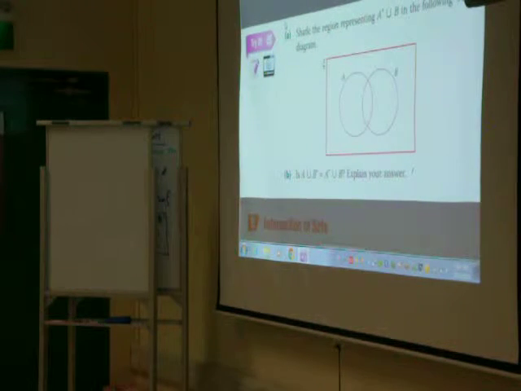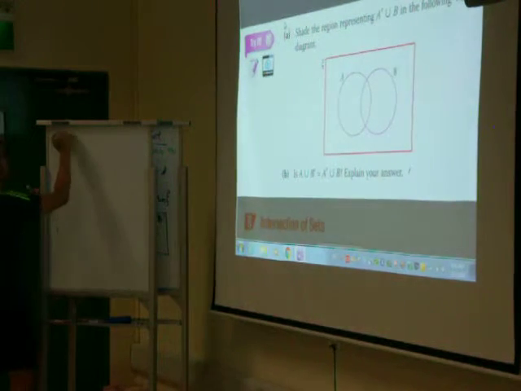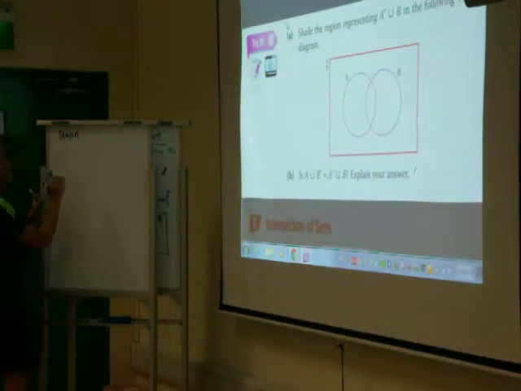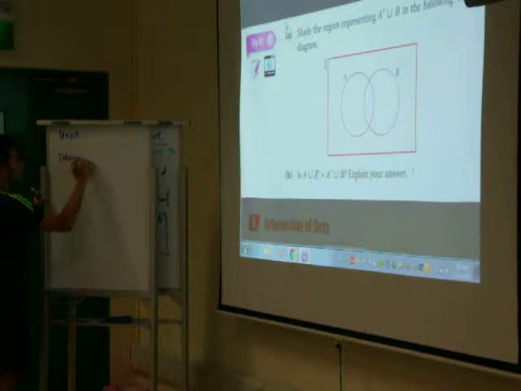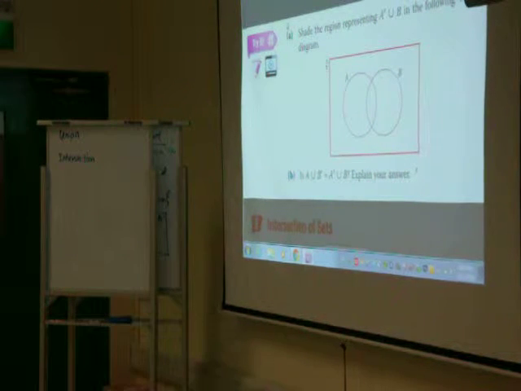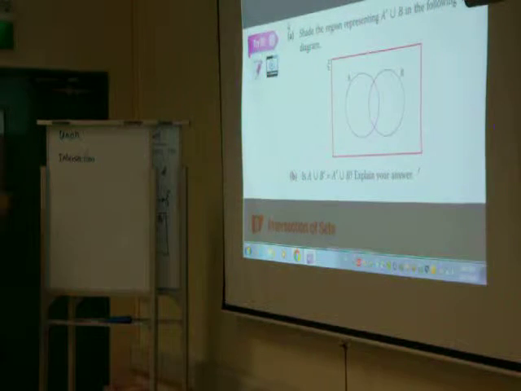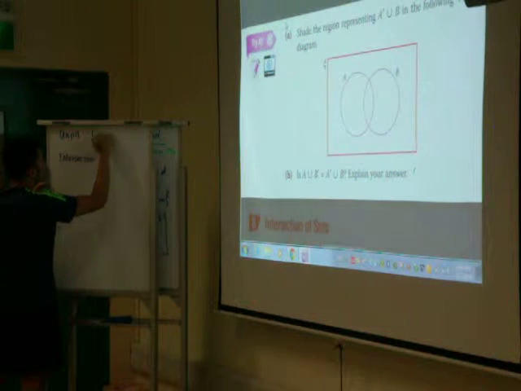Okay, there are two new words. These are the ones. One is called union. The other one is what we call intersection. Okay, union in this topic, in sets and Venn diagrams, is defined by this big capital U.